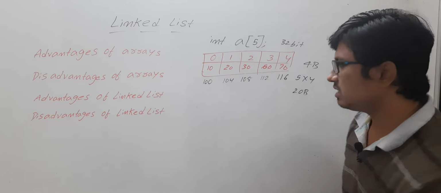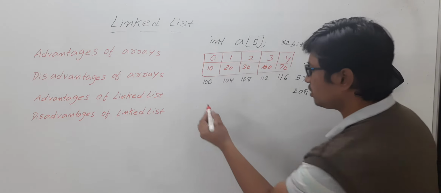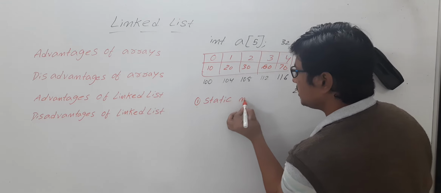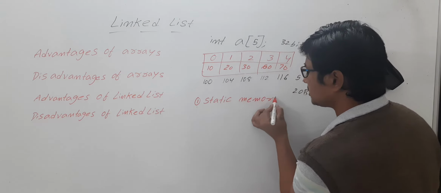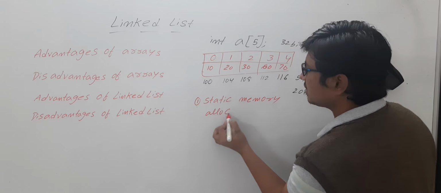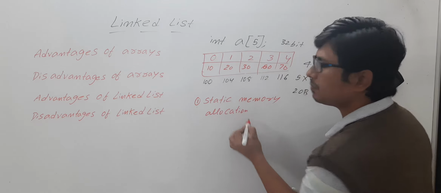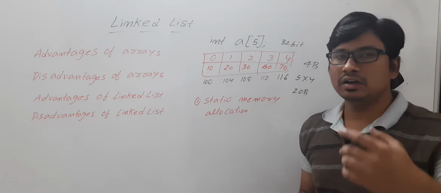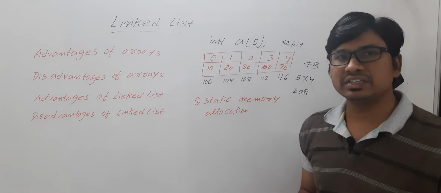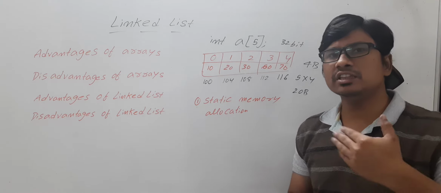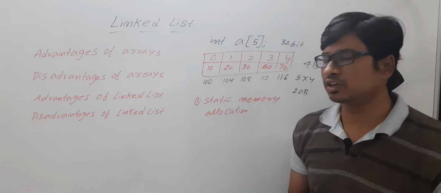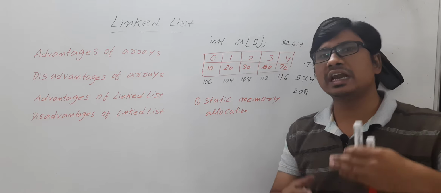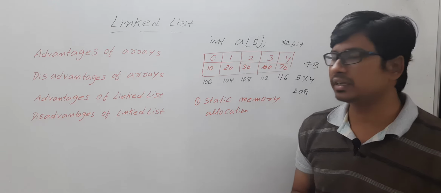One is that they follow static memory allocation. Is it clear? What is meant by static memory allocation? The memory will be allocated during the compile time. We have two types of memory allocation: one is static memory allocation and another is dynamic memory allocation. Allocating the memory during compile time we call static memory allocation. Allocating the memory during runtime we call dynamic memory allocation.